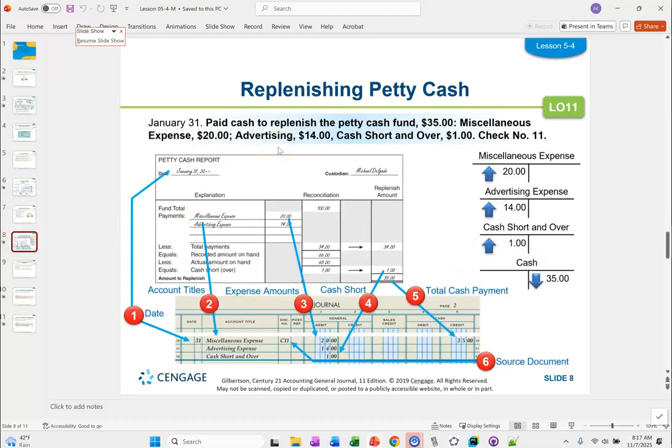So let's look at an example of how to reconcile this now. This transaction says paid cash to replenish the petty cash fund, $35. Miscellaneous expense, $20. Advertising, $14. Cash short and over $1. We use check number 11. So in our journal, we have a debit to miscellaneous expense, debit to advertising expense, debit to cash short and over, and then a credit to cash of $35.